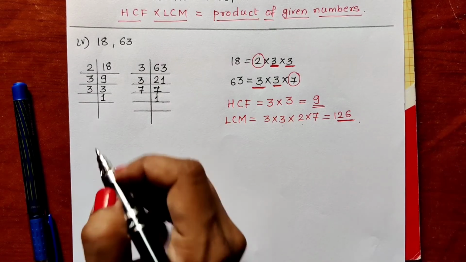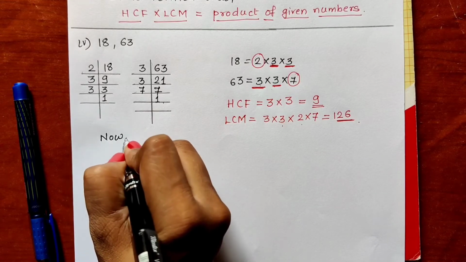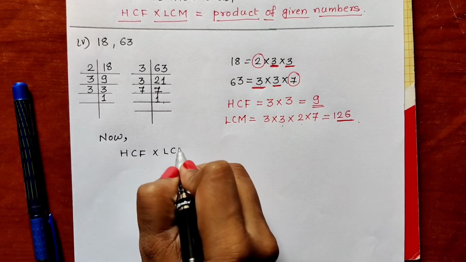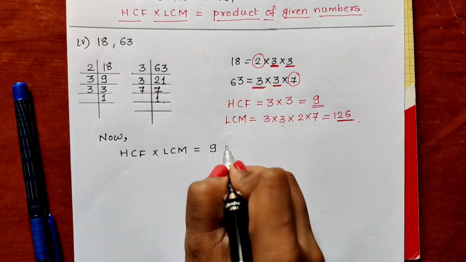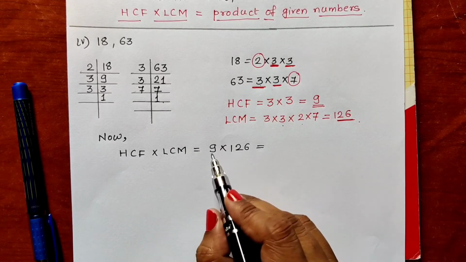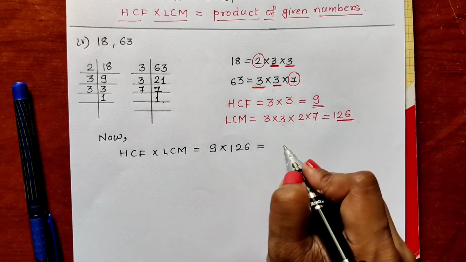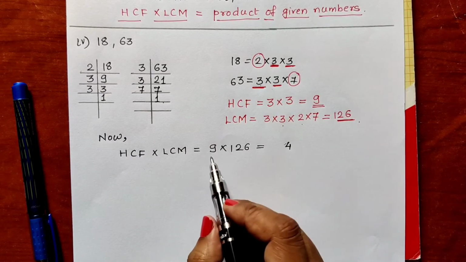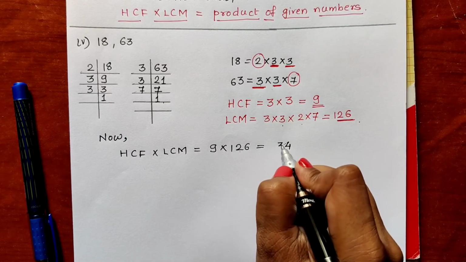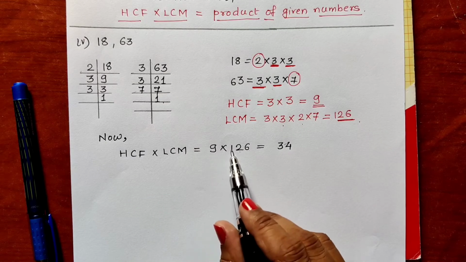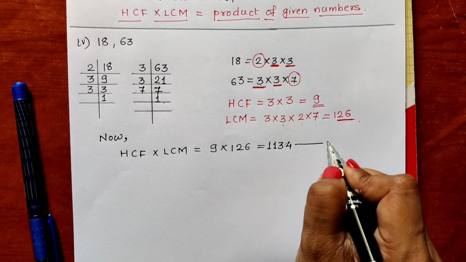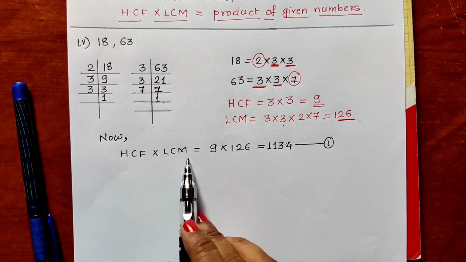Now let us find out the product. Now SCF multiplied by LCM is equal to 9 multiplied by 126. 9 6s are 54. 4 written, 5 carrying. 9 2s are 18. 18 plus 5 is 23. 3 written, 2 carrying. 9 1s are 9 plus 2 is 11. So we have got 1134 as the product of SCF and LCM.